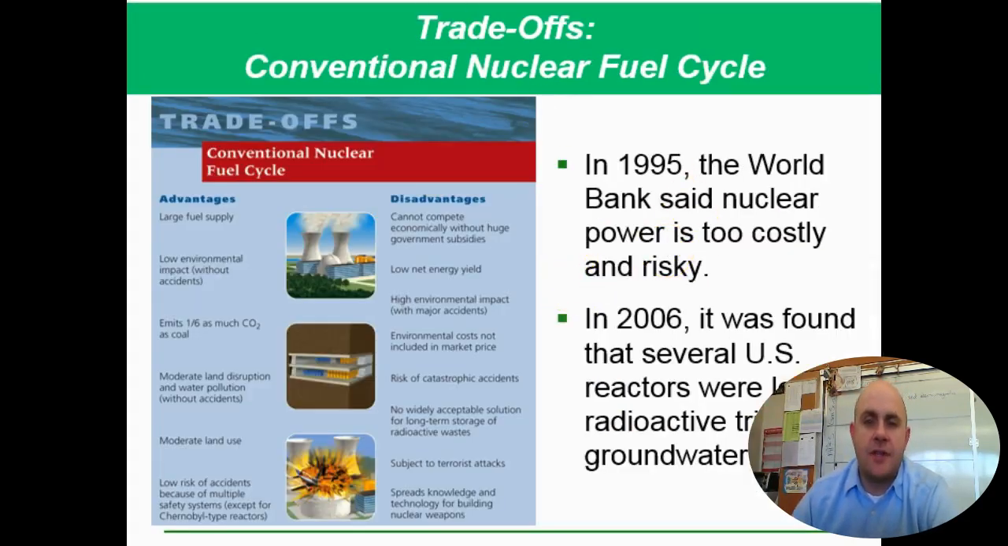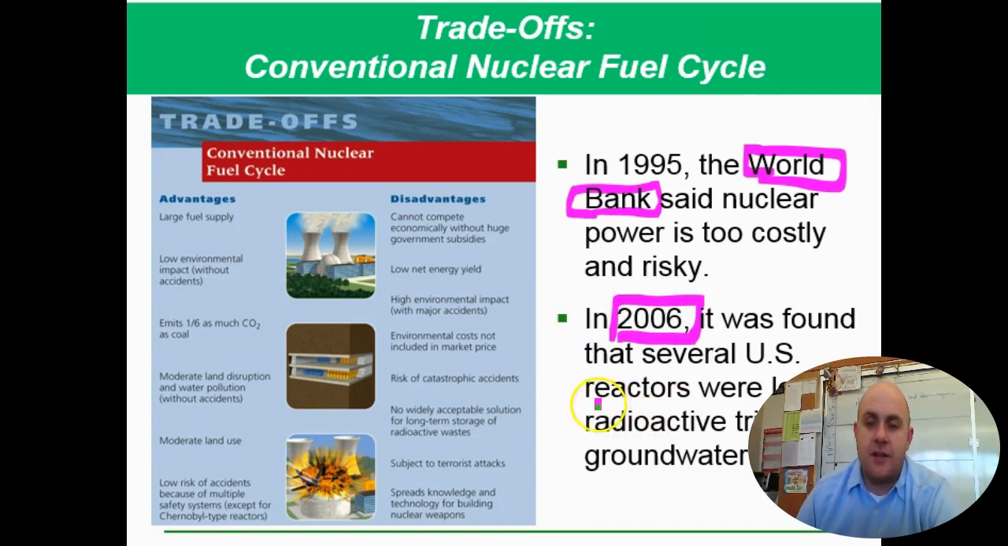And so as a result, there's a lot of negativities to it. In 1995, the World Bank came out and said, hey, nuclear power, it's too costly and too risky. We can't use it anymore. In 2006, in the United States, we actually had several reactors that were leaking and creating problems in groundwater, and so they were shut down. And so the net amount of nuclear power plants have dropped dramatically since the 1970s.